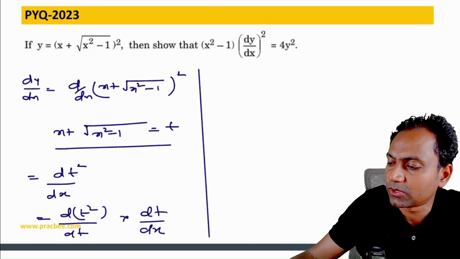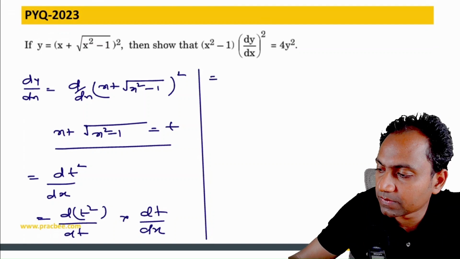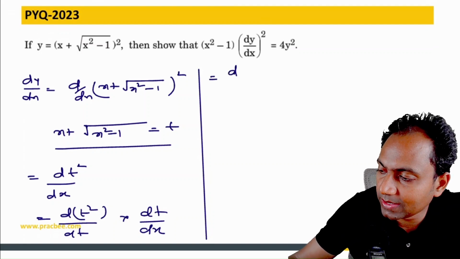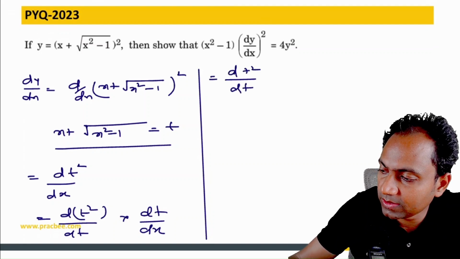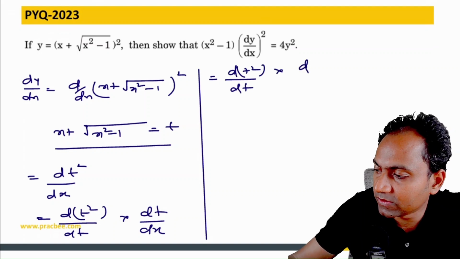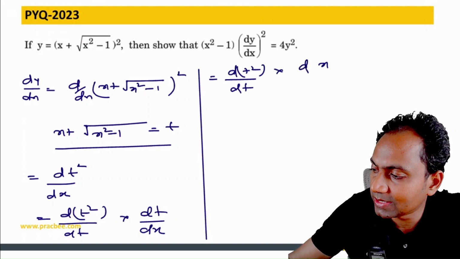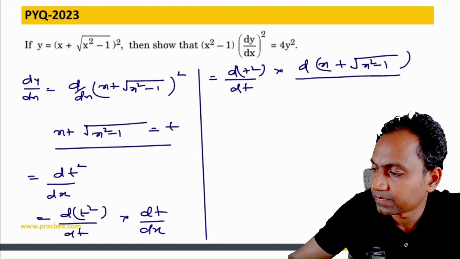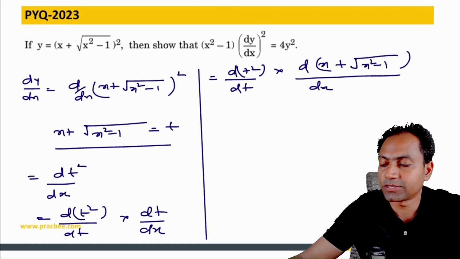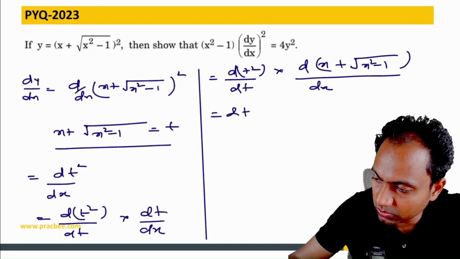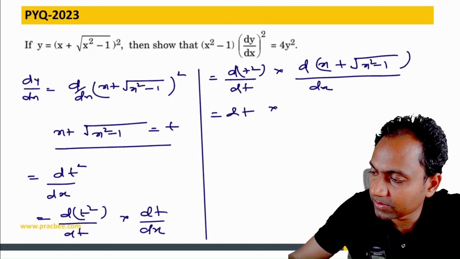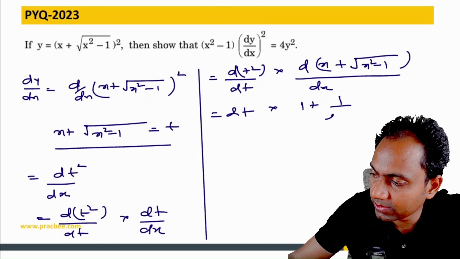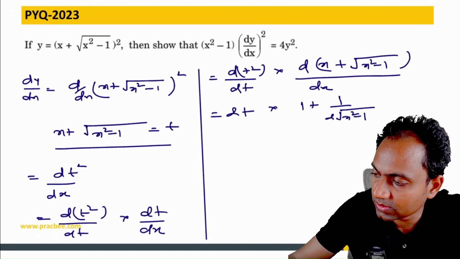Now this is very simple to find. Why? Because the first function is nothing but d t square by dt, very simple to calculate. And now for the second bit, we can put the value of t, that is x plus root of x square minus 1. Now this is simple differentiation, we can do it. The first part becomes 2t. The second part becomes 1 plus 1 by 2 root x square minus 1, and then the differentiation of x square minus 1, that is 2x.